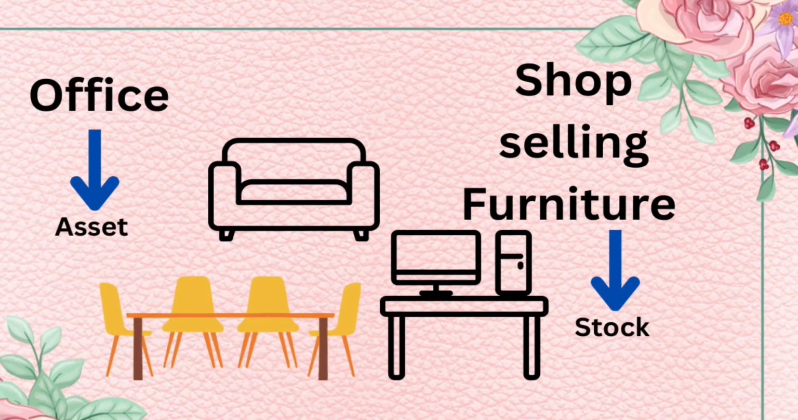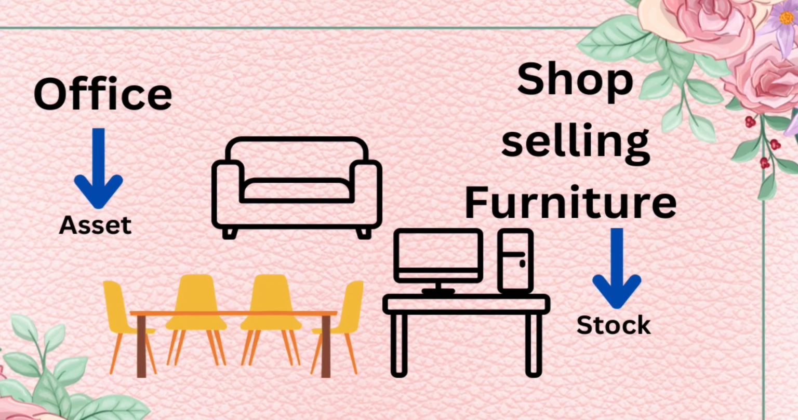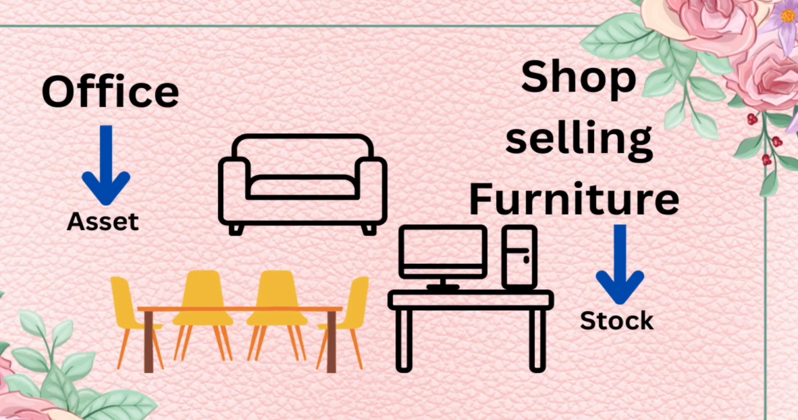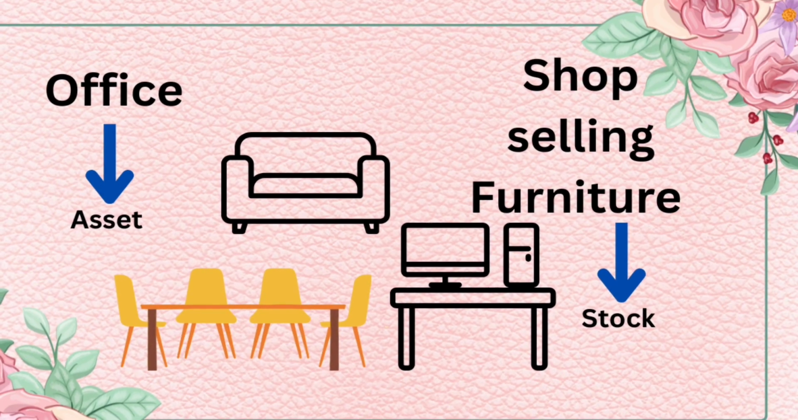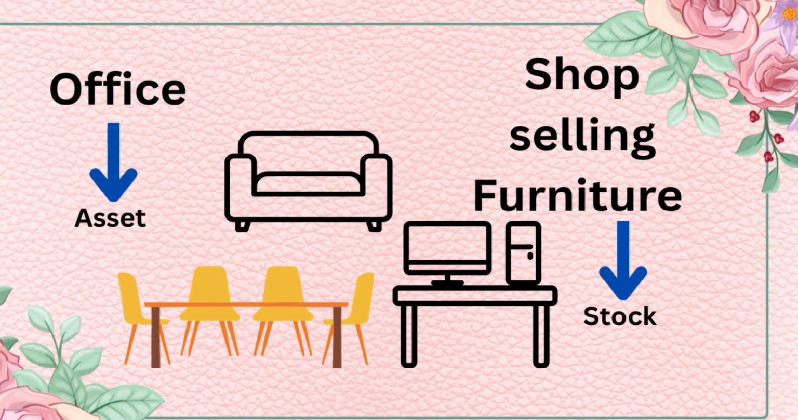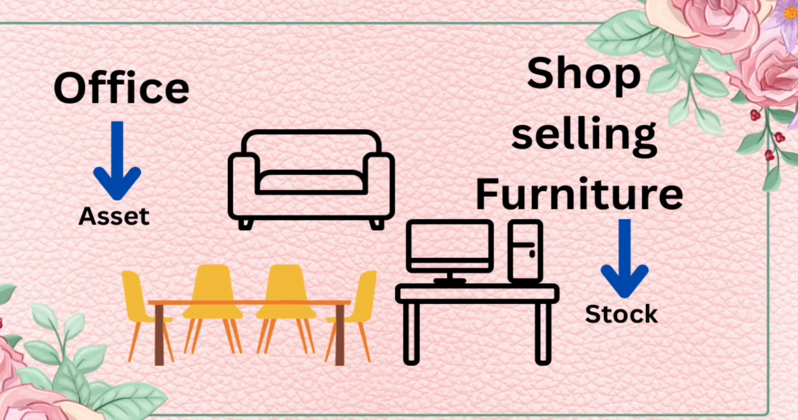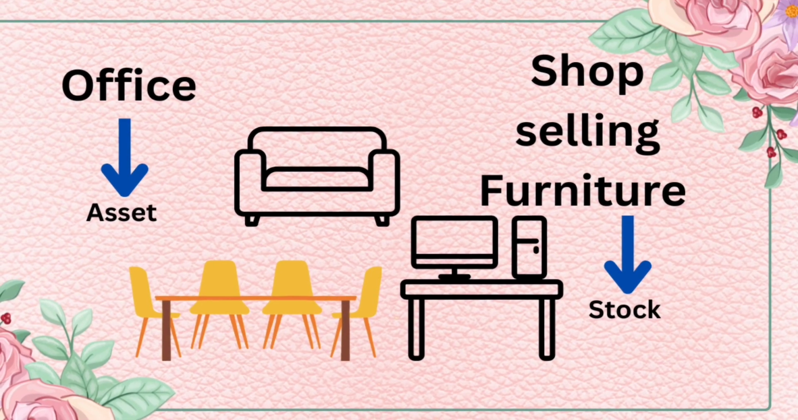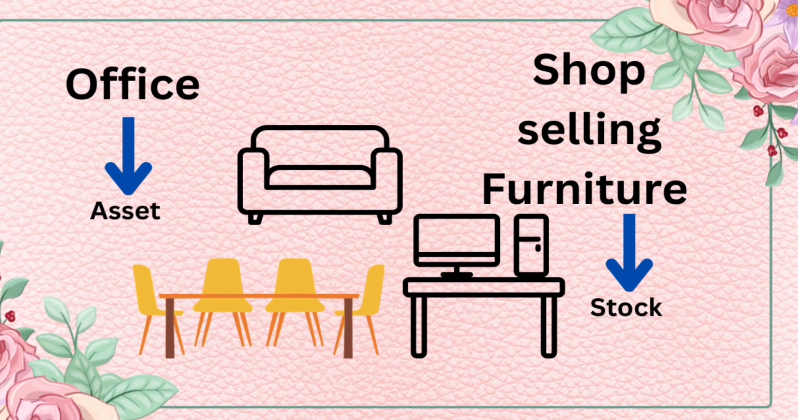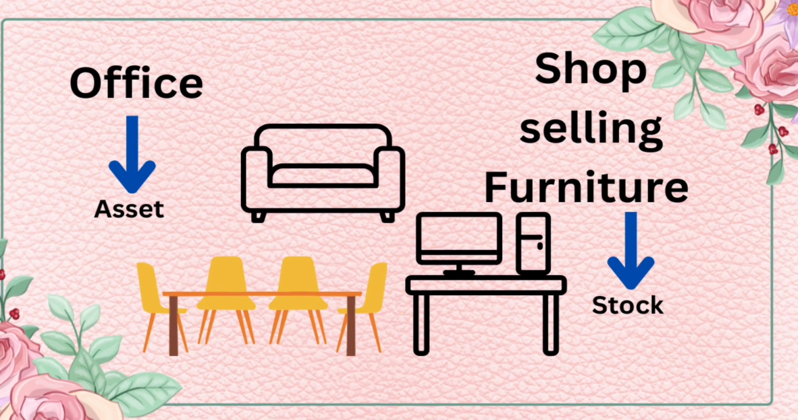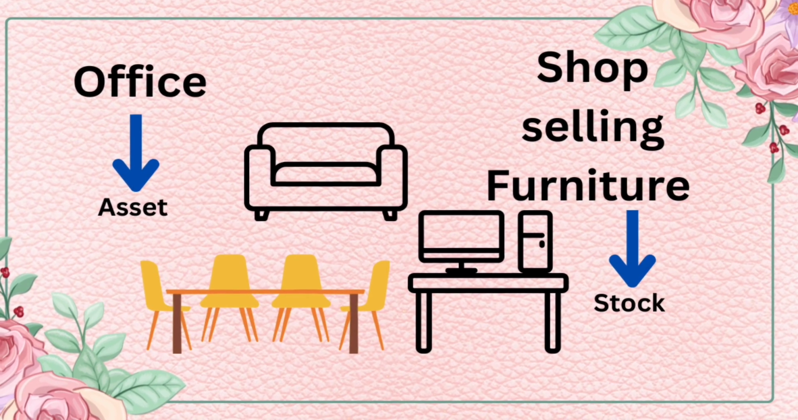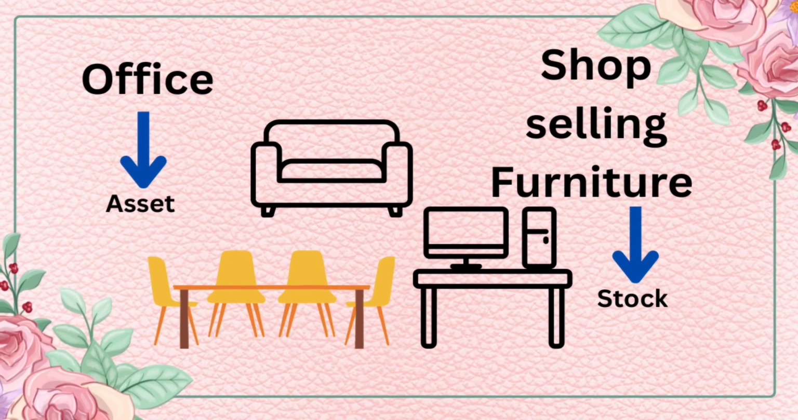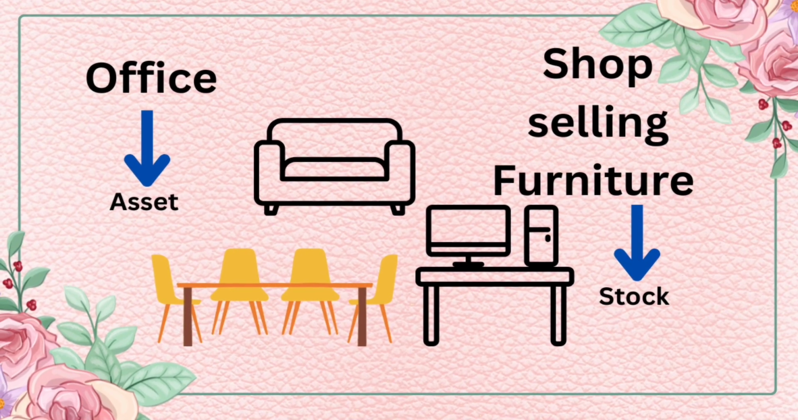Now, one aspect is that there are certain assets which can be a current asset as well as a non-current asset. For example, furniture. Let's take an example of furniture. For an office, it is a fixed asset, a non-current asset. But in case of a shopkeeper selling furniture, for him, these will become current assets. So these are the terms. Now the next terms will be covered in the upcoming videos.